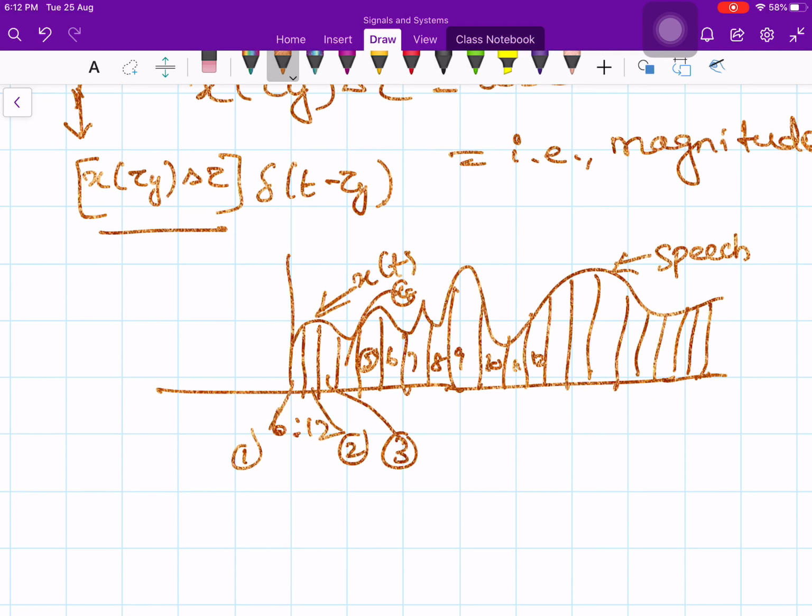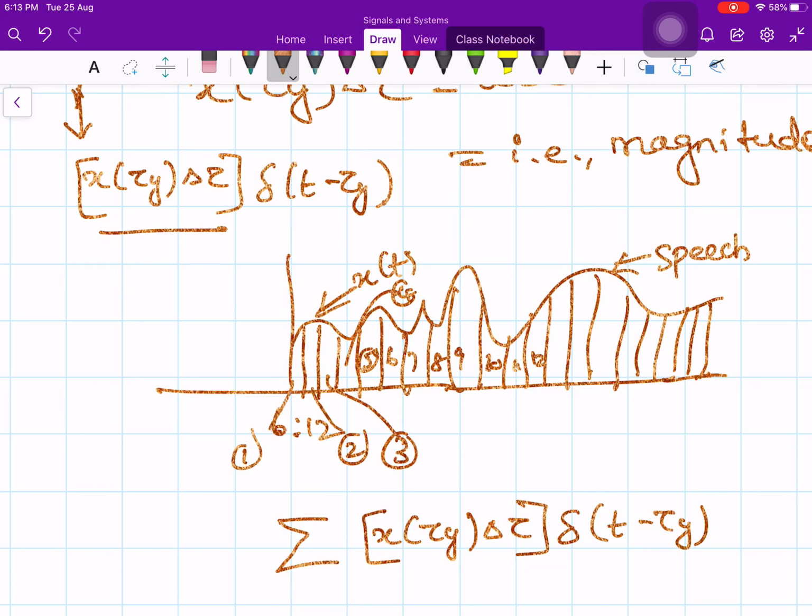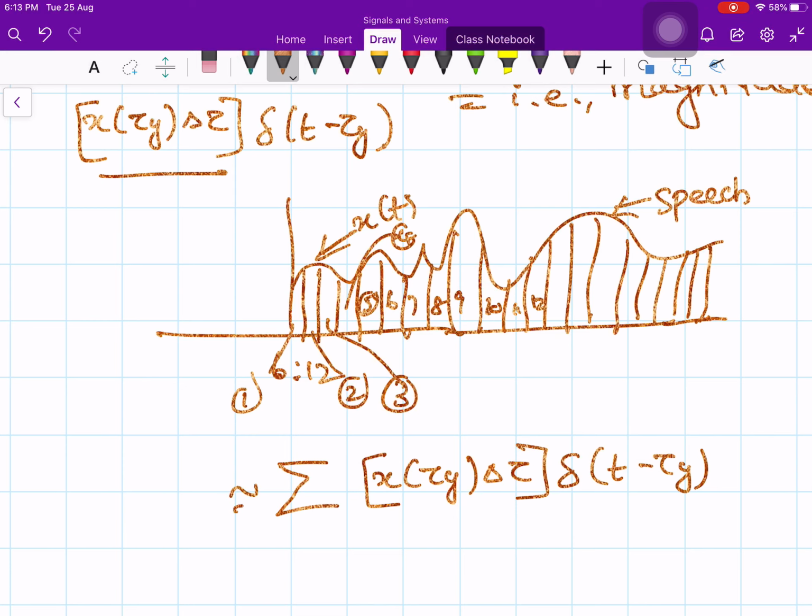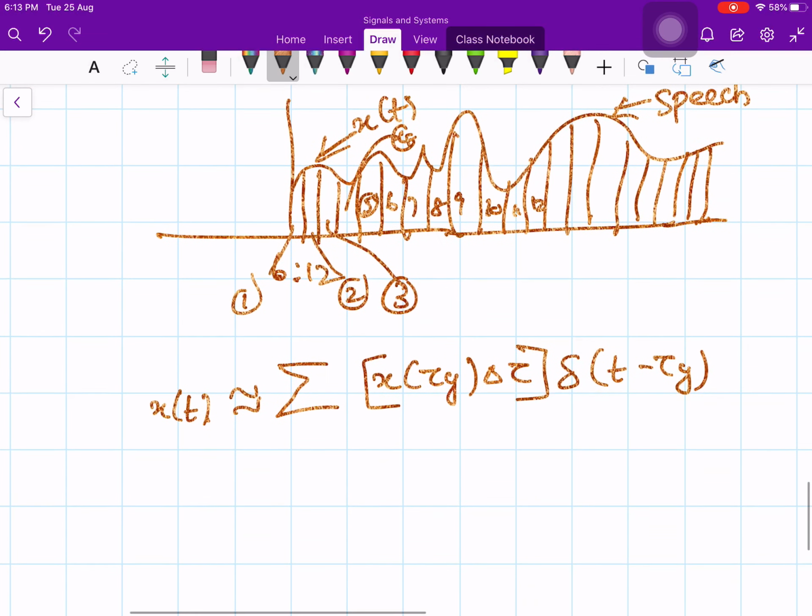Therefore, the summation of x of tau y times delta tau. What is this? This is the area of each pulse. And these pulses are shifted in time, delta of t minus tau y. So this is approximately equal to x of t; it's not exactly equal. Therefore, x of t can be regarded as a summation of several, many impulses.